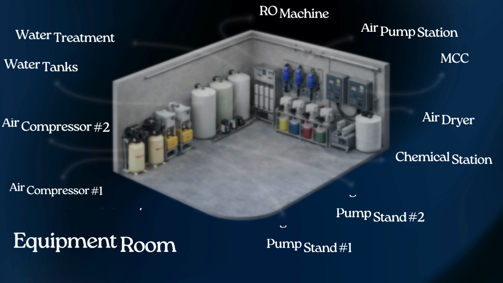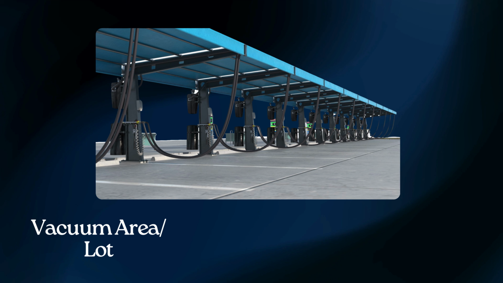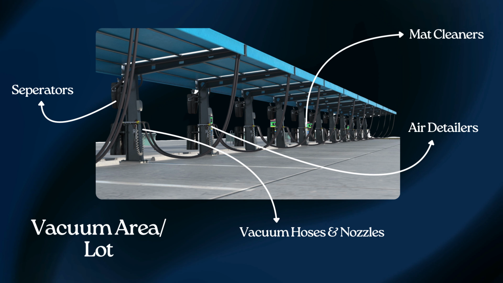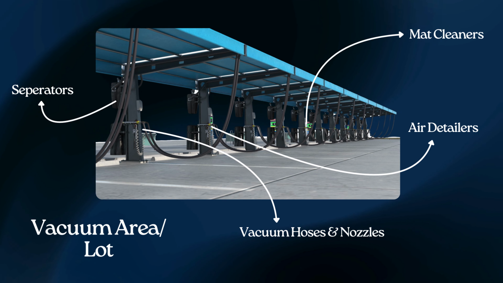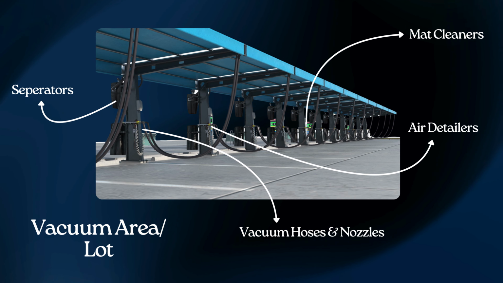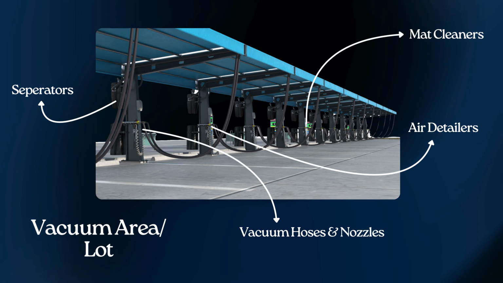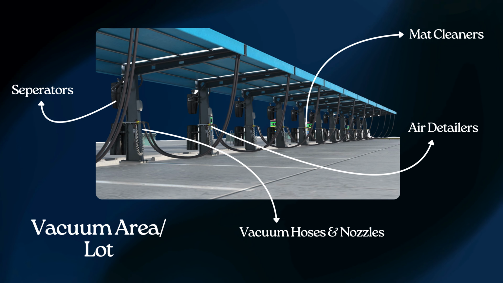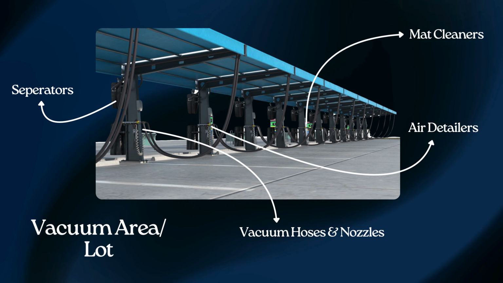Finally, let's take a look at the vacuum area. This area should include equipment that plays a key role in the customer experience, such as vacuums, separators, mat cleaning stations, air detailers, and any other related items you want to track history, issues, or service records for. If your team inspects it, services it, maintains it, or needs visibility into its history, it belongs in My Wash.